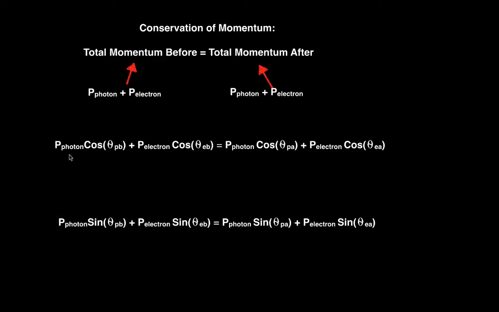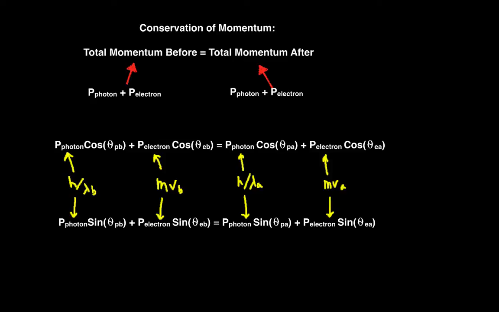To find the magnitude of the momentum of the photon, we use h over lambda before in our equations. The electron is a massive particle, so to find the momentum of the electron, we use P equals mv. After the collision, the photon is h over lambda after, and the electron is mv after.